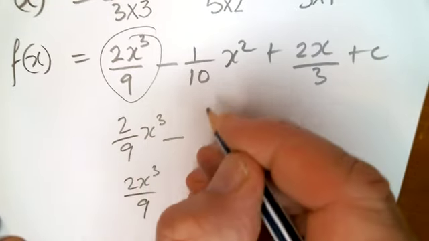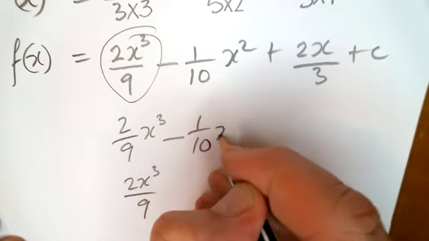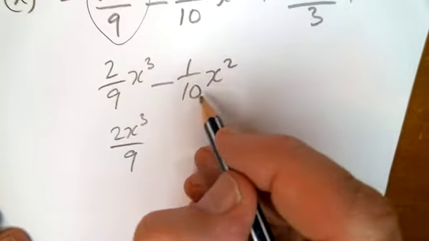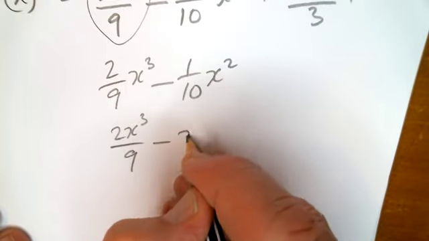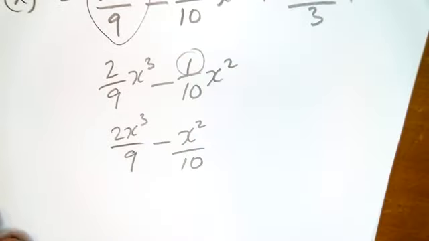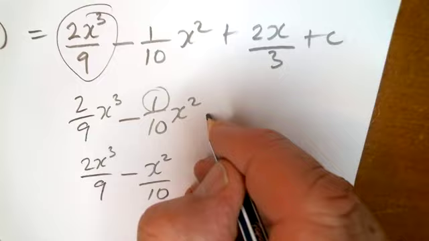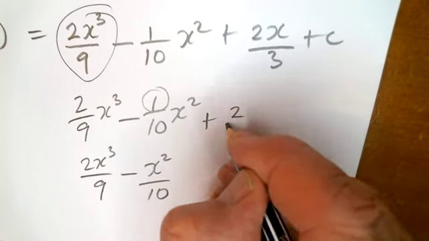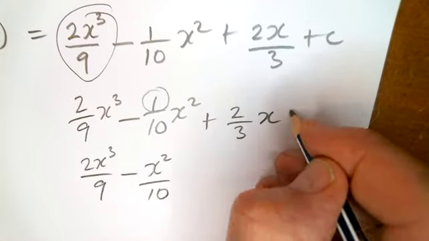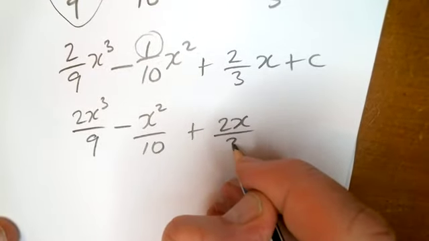Minus, here we go, and I got 1/10. So you could have 1/10 x squared if you want, but because the x is on the top line, I'm going to go minus x squared on 10, and we get rid of one component. In other words, it becomes more succinct. And we're going to add to the end here. You could say 2/3 x if you wanted, but I'm just going to have plus 2x on 3.